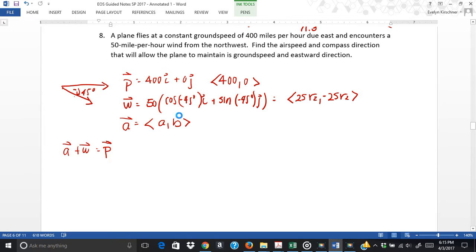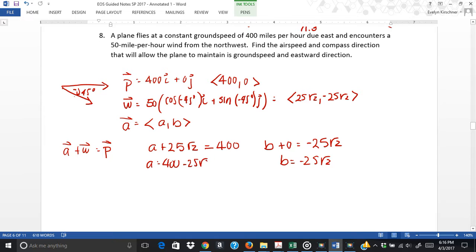So what I need to do is I need my air plus my wind to equal my plane. So I know that my x components have to equal my x component for my plane, and my y components have to equal my y components for my plane. So that tells me that my B is negative 25 radical 2, and my A is 400 minus 25 radical 2. So I now know my air is 400 minus 25 radical 2 and negative 25 radical 2.